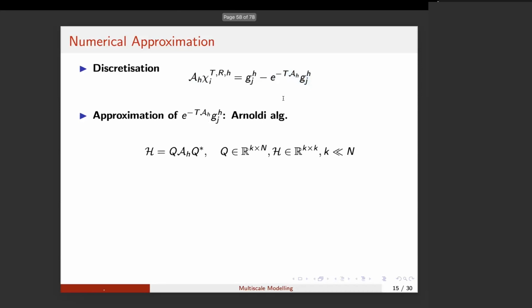So how do we compute this now? We resort to algorithms based on Arnoldi. Instead of working with A, the matrix A here has size capital N by capital N, and it is assumed that K is much less than N. The matrix H is K by K. So instead of working with A, we work with H, which has a much smaller size because of K. We also have some matrices here denoted by Q and Q star.